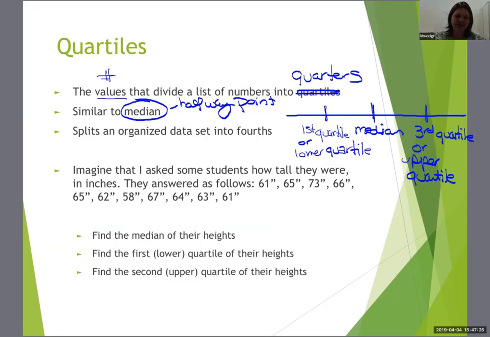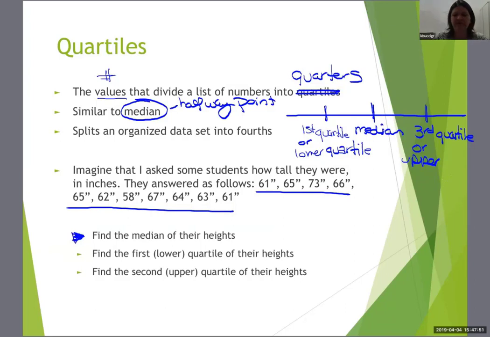Basically, we're not just going to half our list like we do with the median. We're going to half it, and then we're going to half the halves again. Okay, let's give it a try. Imagine that I asked some students how tall they were in inches, and they answered as follows. There's all my data. First thing I ask you is find the median of their heights.